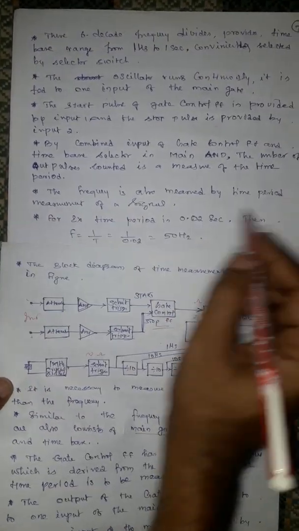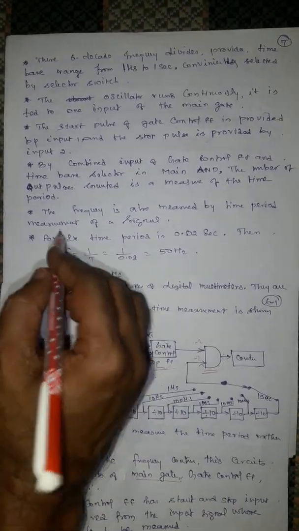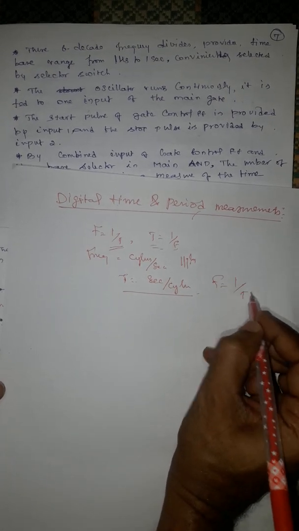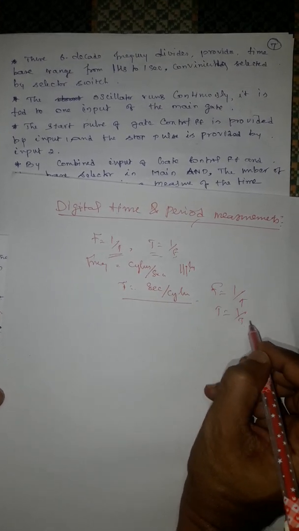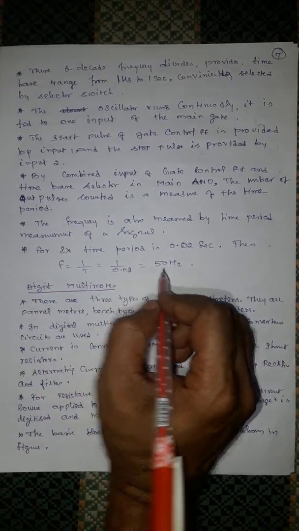Finally, it is also measured as the time period of a signal. For example, frequency can also be measured, because as I told you at the very first, F equal to 1 by T or T equal to 1 by F. By making the calculation we can get the frequency also.